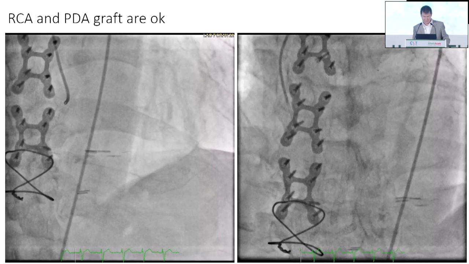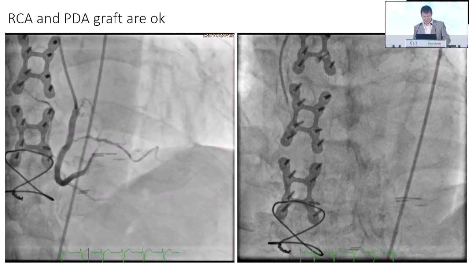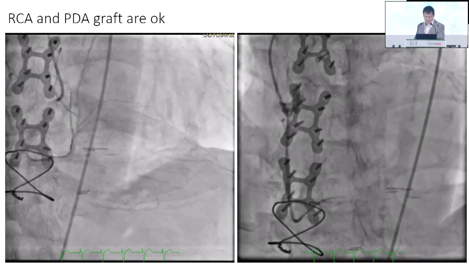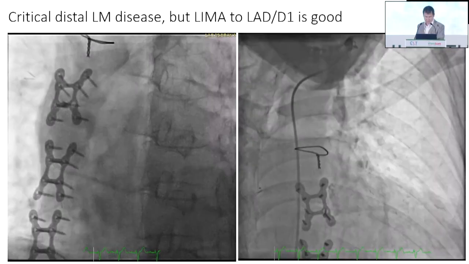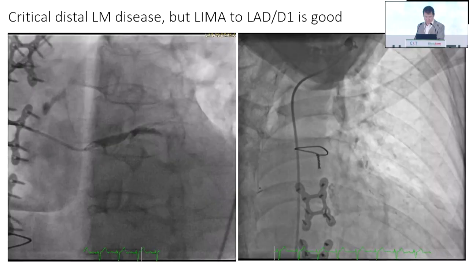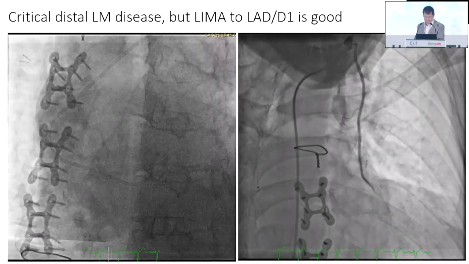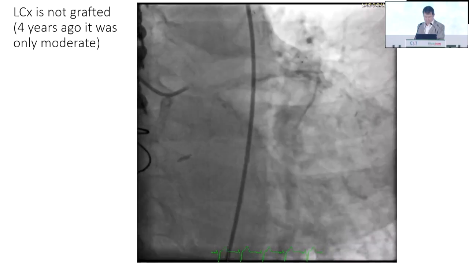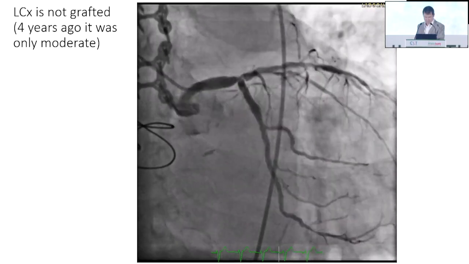Okay, so this is an angiogram of the graft to PDA from 4 years ago. It's fine. Then left main has a significant disease. LIMA to LAD diagonal is working. So circumflex is the problem.